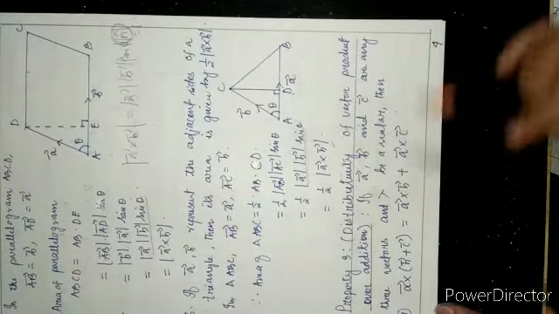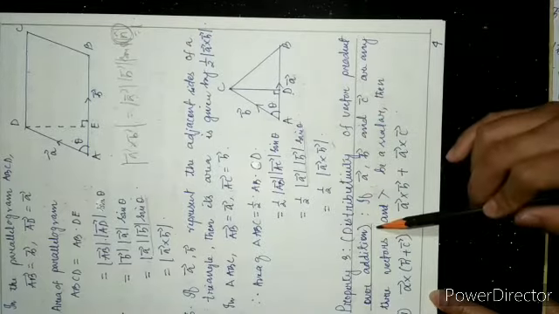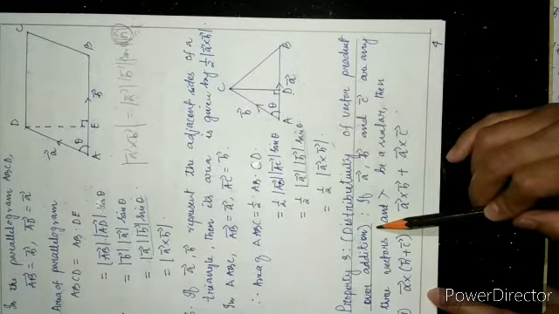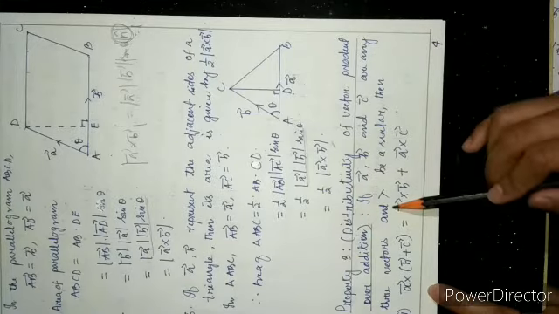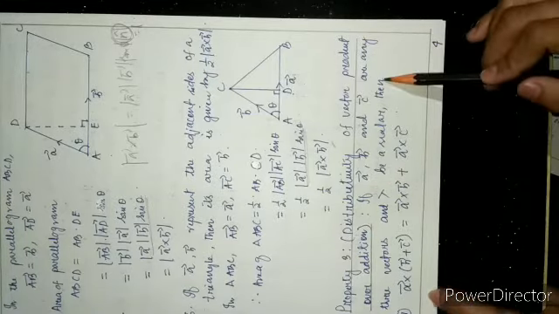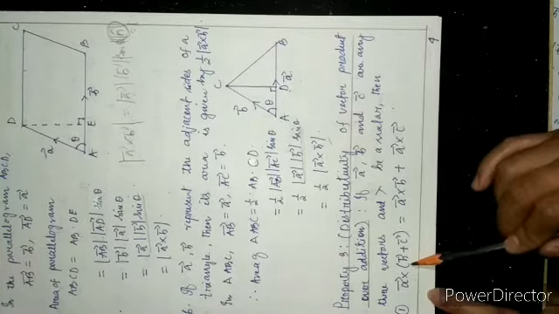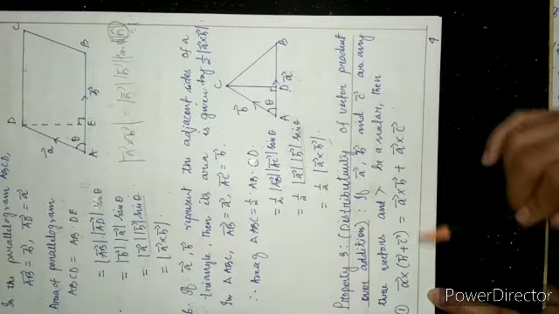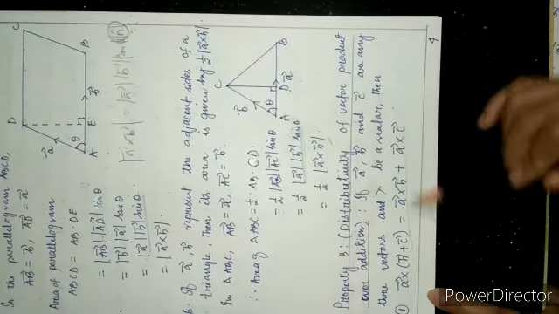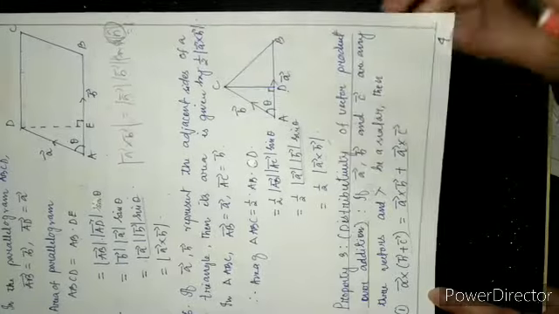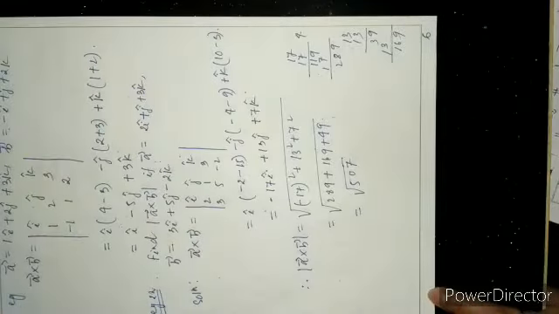Next, property number 3, distributivity of vector product over addition. Distributive law: if A vector, B vector and C vector are any three vectors and lambda is a scalar, then A vector cross (B vector plus C vector) will be equal to A vector cross B plus A vector cross C. This is the distributive law, where the cross product is applied.